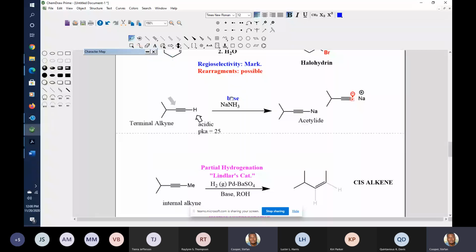So this base is going to react with this H. It's going to be removed to generate this complex here, where there's a lone pair on this carbon, and it's going to have an attraction to that sodium. This is known as an acetylide.